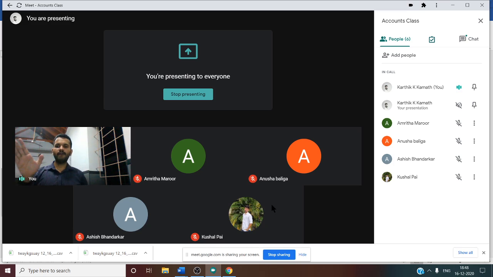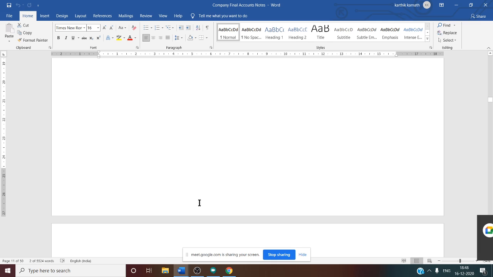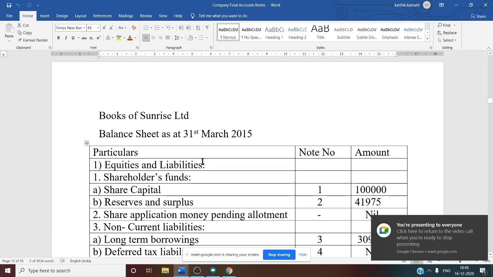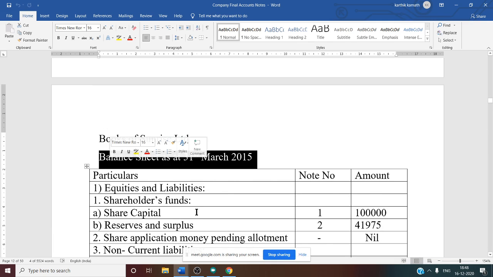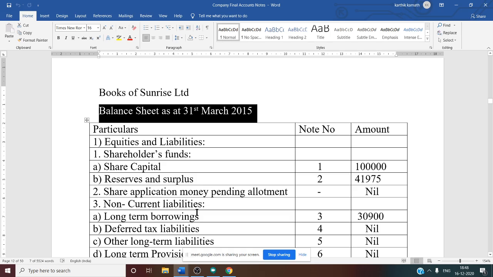So after discussing all these things, we have to do the final vertical form of the balance sheet. All these steps we have to follow. So the final step is the vertical form of the balance sheet. Let us see that as per the format. Books of Sunrise Limited, balance sheet as on 31st March 2015. I have given one format, right?